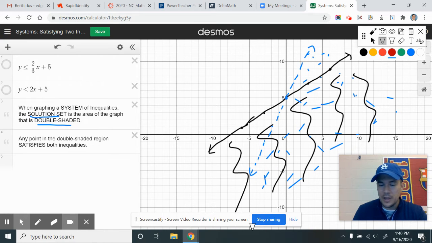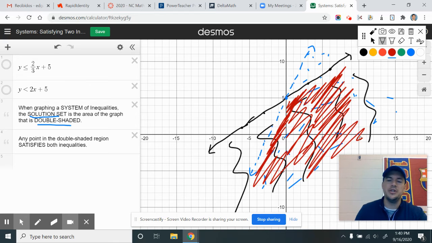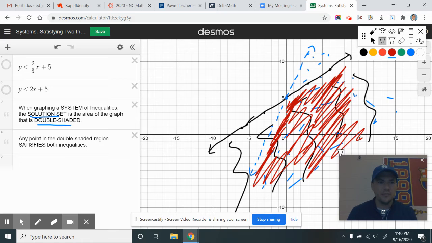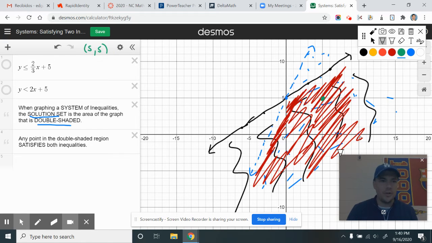In other words, anywhere where I have black squiggly marks and blue confetti, which is here, which I'm going to label in red. I'm just going to go ahead and put it in red, that this part right here is the double shaded region. All right, which means any point in that red region is a solution to both inequalities. So I'm going to pick a random one right here, and let's go with the point (5, 5). (5, 5) appears to be within the double shaded region, which means that if I evaluate both of these with the point (5, 5), both inequalities will be satisfied.